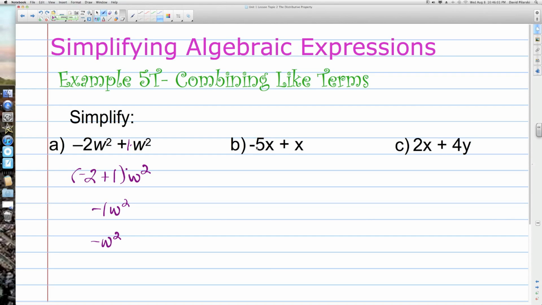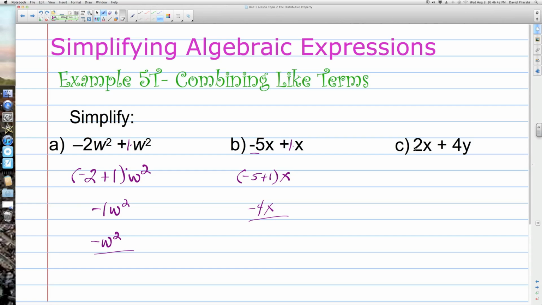In example B, we have negative 5x plus x. Again, like example A, there's no coefficient here, but the coefficient is 1, and they are like terms. This has a base of x, this has a base of x. There is no exponent, we assume it to be 1, so it is the same. So using the distributive property in reverse, we take the coefficients, and we do whatever it tells us to do, negative 5 plus 1 in this case. We put the variable part on the outside, and we simplify this. Negative 5 plus 1 is negative 4, and that would be negative 4x.